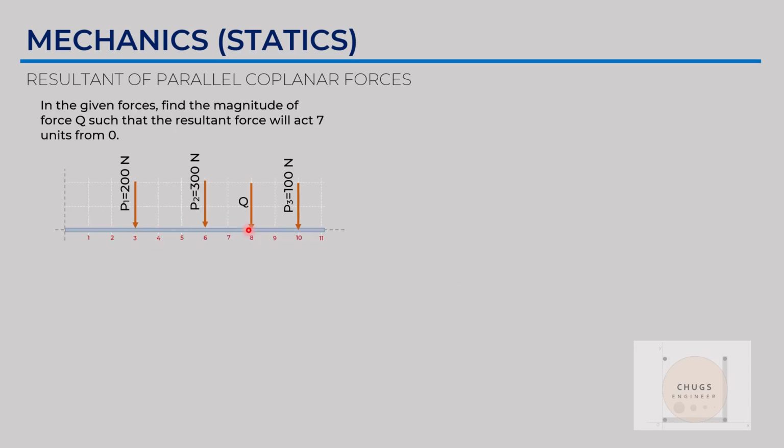Okay, so how about this one? The given forces, find the magnitude of the force Q such that the resultant force will act 7 meters from 0. So, ito dito yung 0. So, yung resultant daw natin is matatagpuan 7 meters. So, hanapin natin yung magnitude of force Q. Itong unknown Q. Tapos, syempre, pati na din yung magiging resultant nito. Kung ilan. Okay, that is, matatagpuan mo yung resultant mo. That is 7 meters from 0.